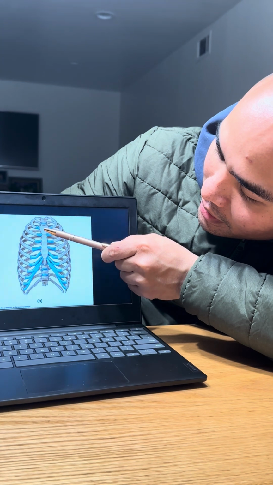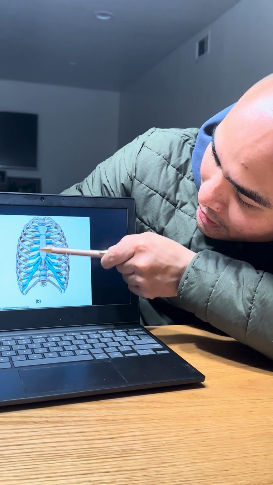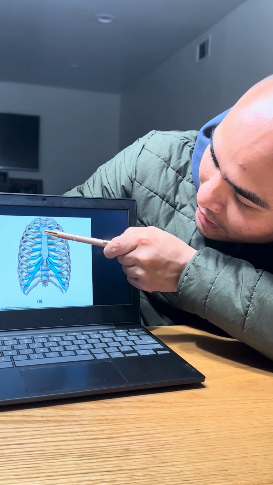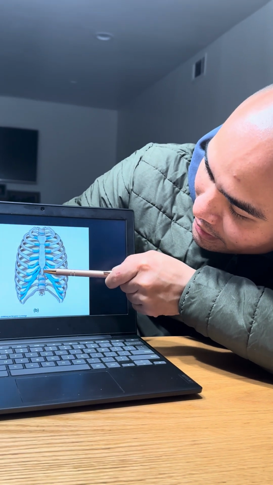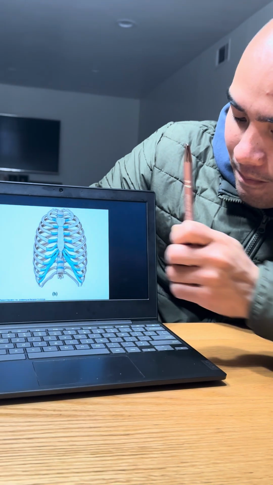Then we can see here the sternum, which is the body right here. The top part right here, it looks like a tie. This is the manubrium of the sternum. And lastly is the xiphoid process right here.